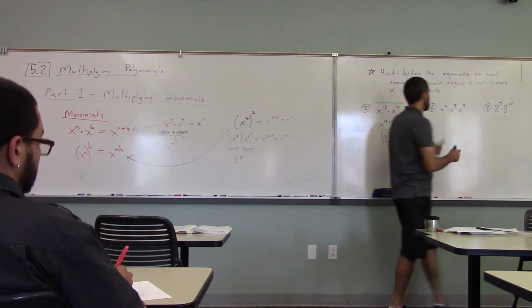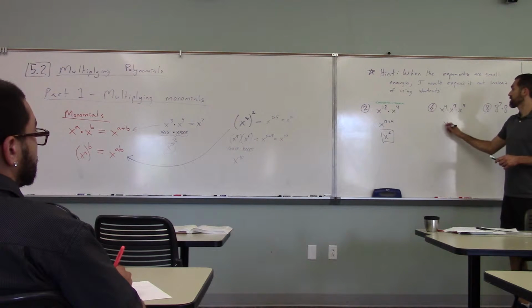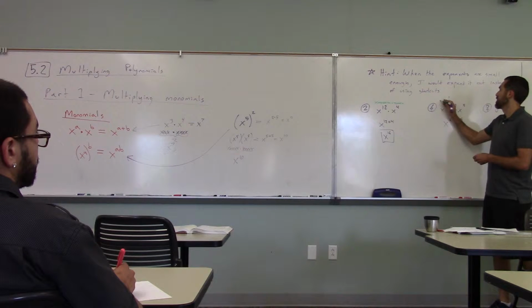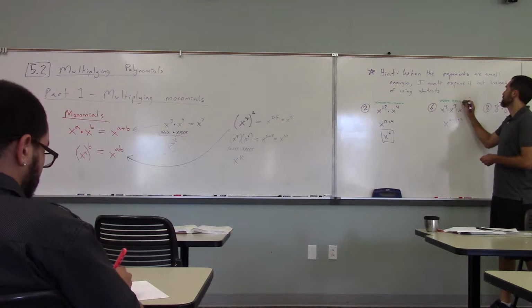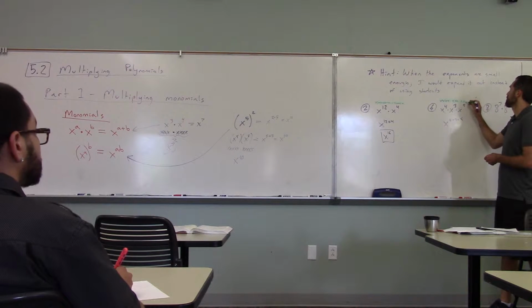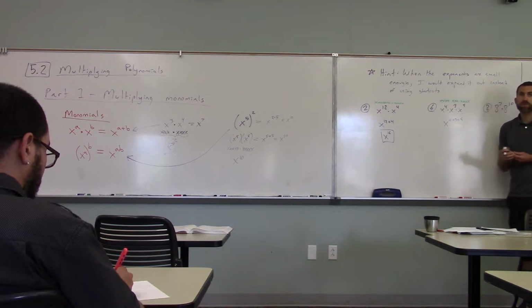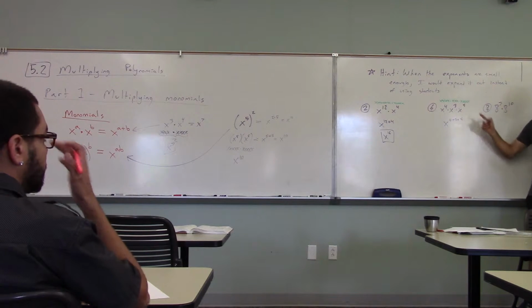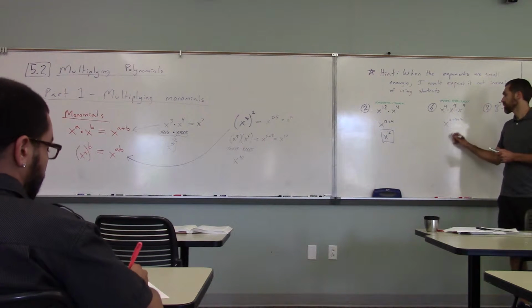Alright, what about this next one? X to the 12th. Yeah, because I just go 4 plus 3 plus 5, because again, it's just 1, 2, 3, 4 times 1, 2, 3 times 1, 2, 3, 4, 5. Write it out, bunch of them. No multiplication here is more important than the other. This is just a long line of multiplication. So yeah, it's x to the 12th.